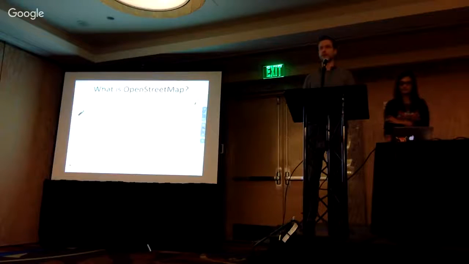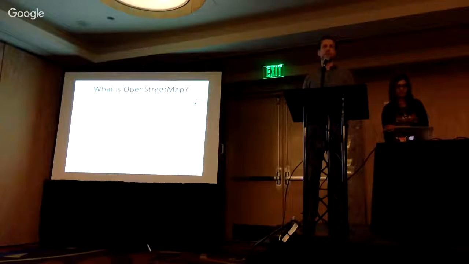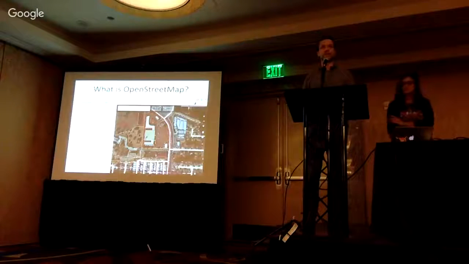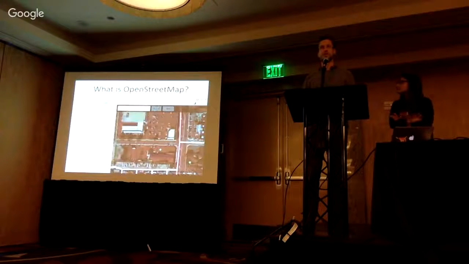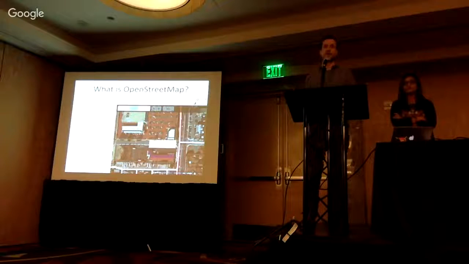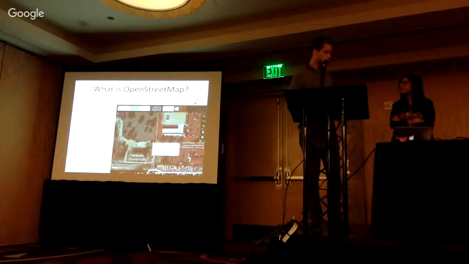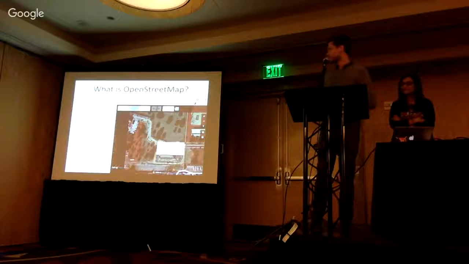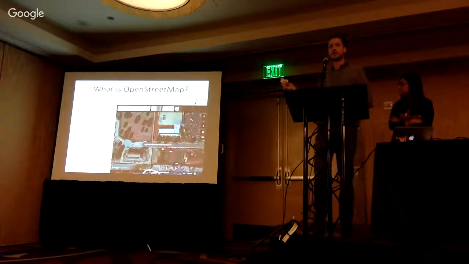And today, this is a data set that is not only something that hobbyists do on their weekends, but it's powering critical applications, critical missions for the American Red Cross, all the way to companies like Apple. This is what OpenStreetMap looks like.